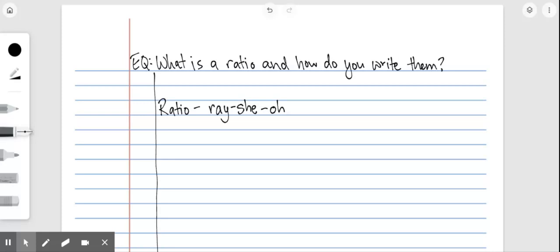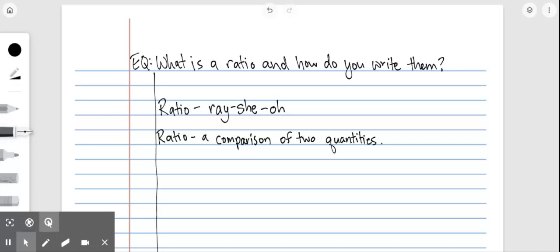So what is a ratio? A ratio is a comparison of two quantities. Now, when I say a word like quantities, that means numbers. So quantities are numbers. Okay? Now, when you write a ratio, it can be part to part, part to whole, etc.